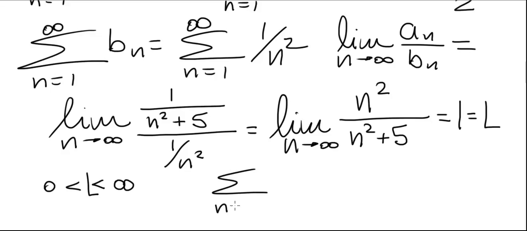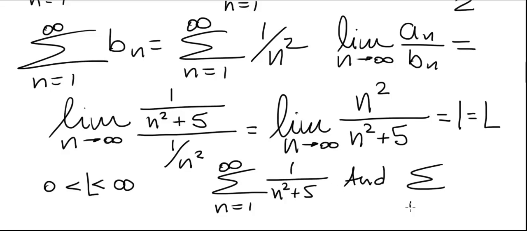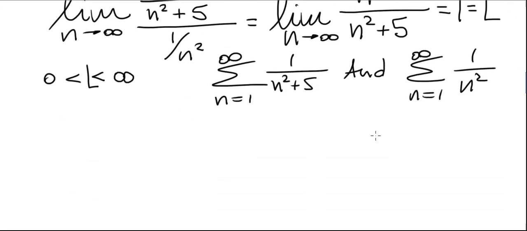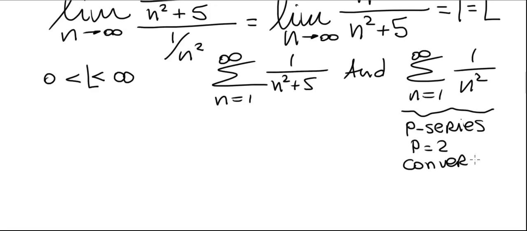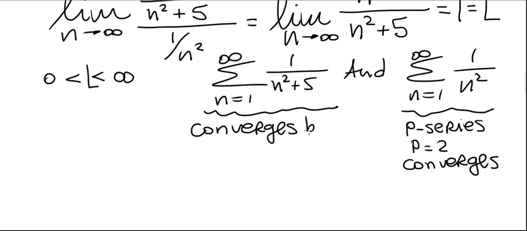So the series summation from 1 to infinity, 1 divided by n squared plus 5, and the b sub n series, n equals 1 to infinity, 1 over n squared, behave the same way as far as convergence or divergence. Since this series is recognizable, this is a p series, and p is equal to 2, we know that this series converges, and therefore we conclude that this series also converges by limit comparison test.